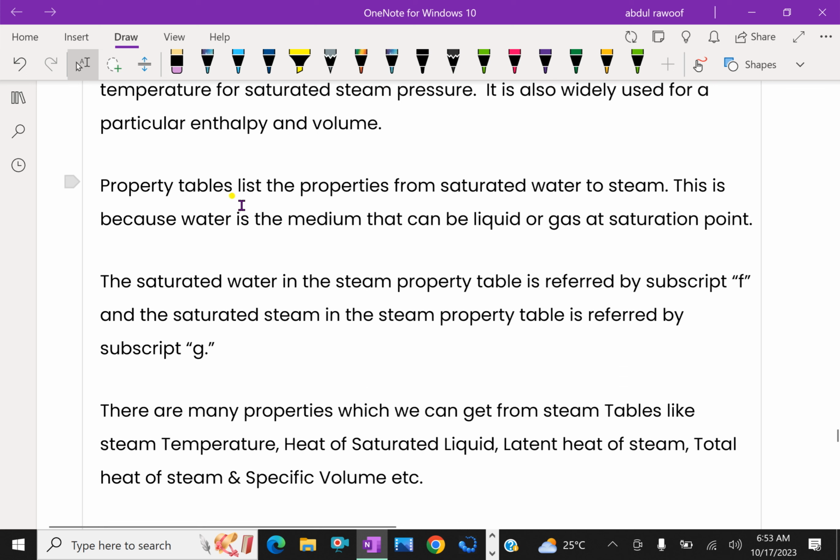The steam tables list the properties from saturated water to steam. This is because water is the medium that can be liquid or gas at the saturation point. The saturated water in the steam property table is referred to by subscript f, that is for water, and the saturated steam in the steam property table is referred to by subscript g.